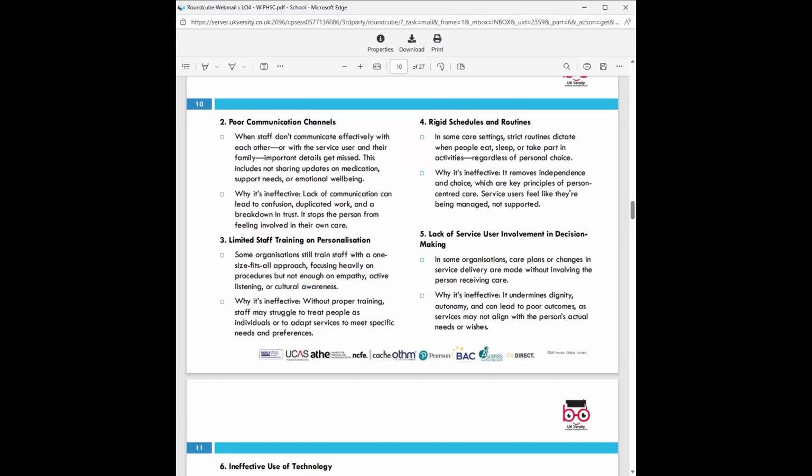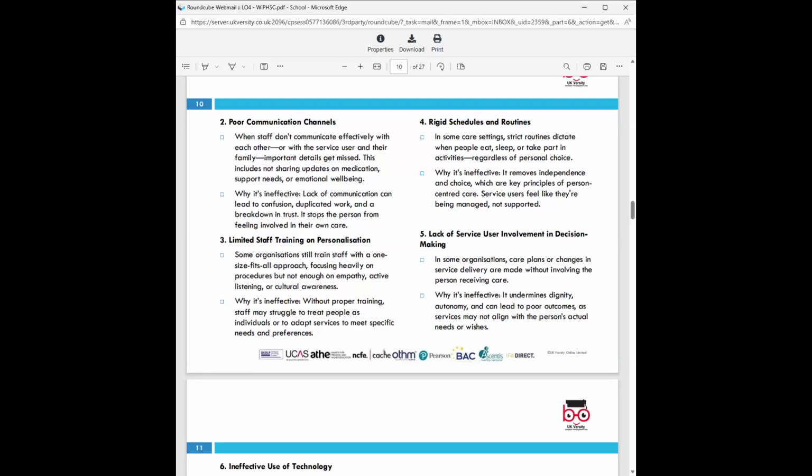Poor communication channels, when staff don't communicate with each other. What do you think happens when staff don't communicate with each other? There will be confusion, wouldn't there? There would be a breakdown of communication, passing information stops. People can't work together, there's no trust, and it's poor communication.